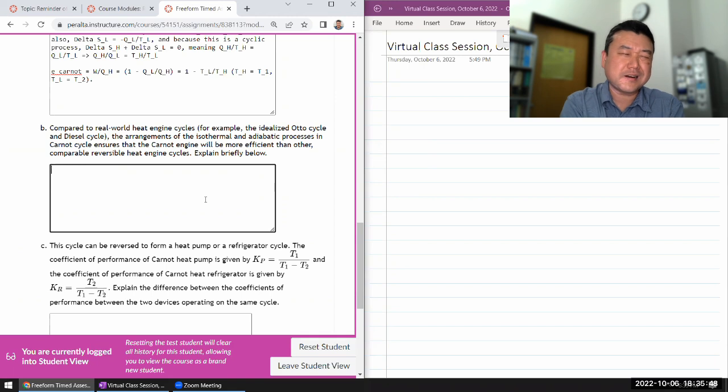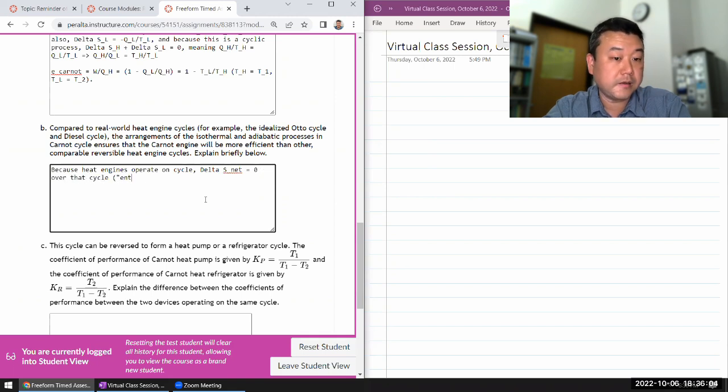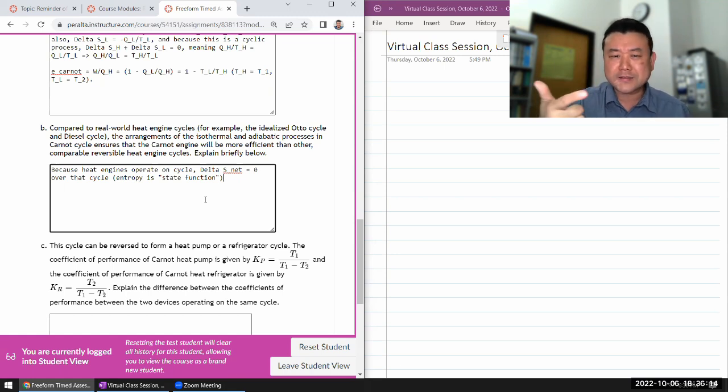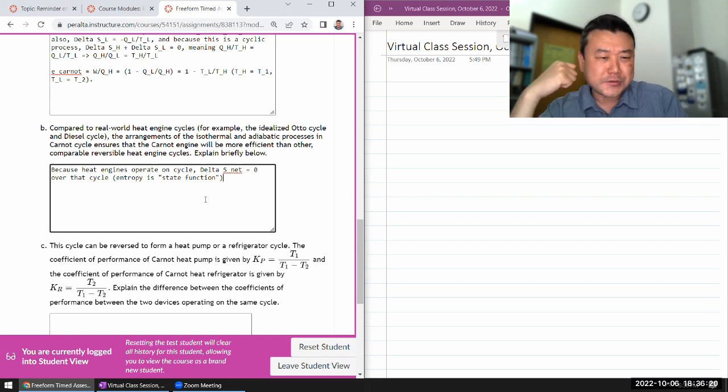So these are easy to answer using entropies. Because heat engines operate on a cycle, the net change of entropy is zero over that cycle. Entropy is a state function. I also irrationally don't like the word state function, like closed system, isolated system, state function. If you want to see me wince, those are the words to use. Sorry, I just don't like those words. I don't have a good reason why. I just don't like them.